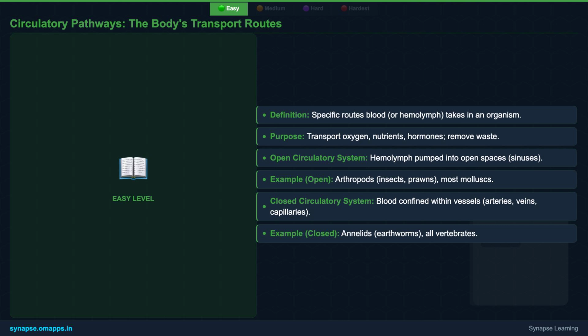We broadly classify these pathways into two main types: open and closed circulatory systems. In an open system, the fluid, called hemolymph, is pumped into open spaces, directly bathing the tissues. Imagine a sponge soaking up water. This is common in insects and most mollusks. In contrast, a closed system keeps blood strictly within vessels, arteries, veins, and capillaries, ensuring a more controlled and efficient flow. Earthworms and all vertebrates, including us, have closed systems.